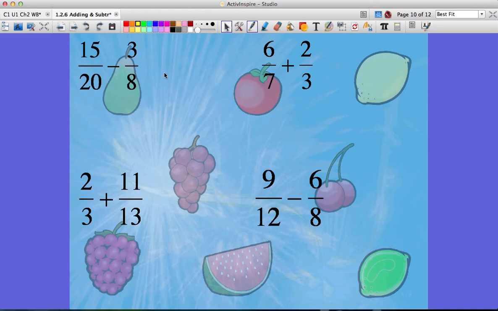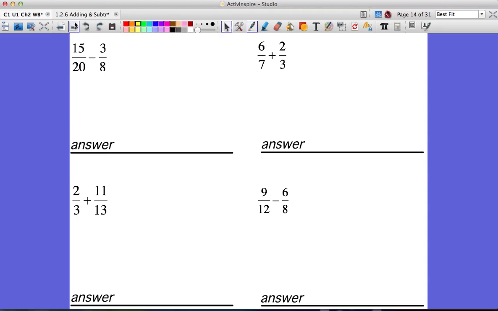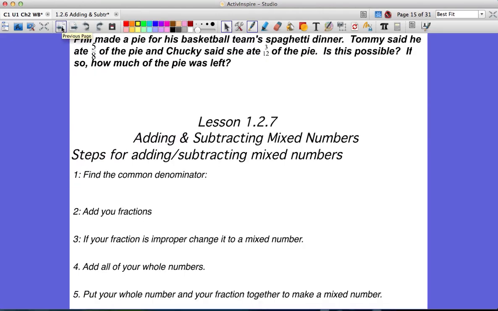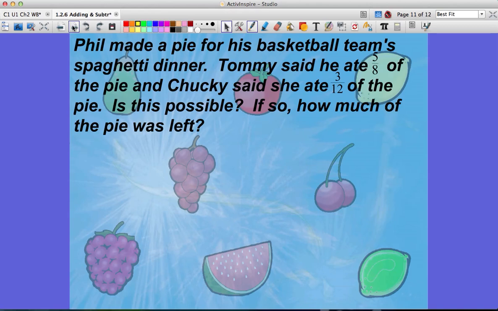Alright, so I have 4 problems here for you that are listed in your workbook. I want you to try those problems on your own. Okay, and then I also have a word problem for you that I would like you to try. Phil made a pie for his basketball team's spaghetti dinner. Tommy said he ate 5/8 of the pie, and Chucky said he ate 3/12 of the pie. Is this possible? If so, how much of the pie was left?